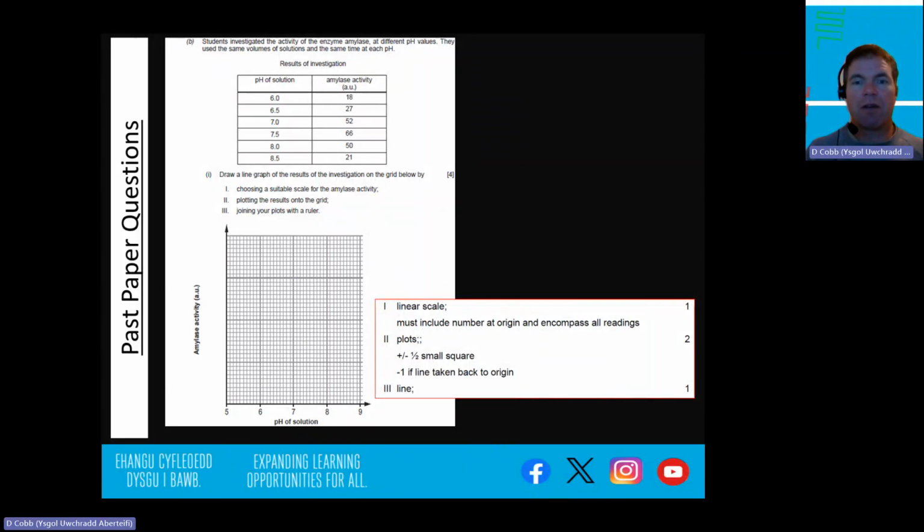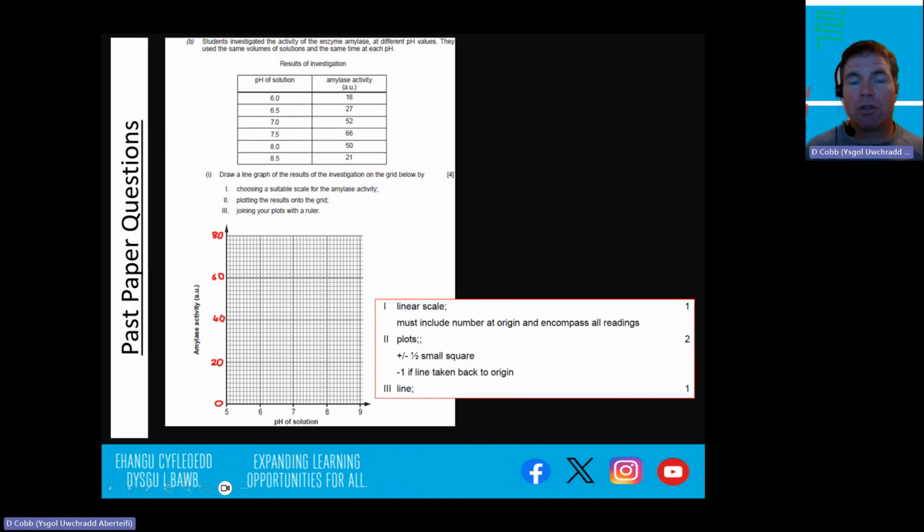So you get a mark for putting a linear scale on. You must include a number at the origin. So this is my linear scale. I've got a number at the origin. What do I mean by linear scale? Well, I go up in regular intervals. I go up in 20s. If I had 10 at the bottom there, well, that would be incorrect because I'm going up in 10 for my first large square and then 20 for the next. That's not a linear scale.